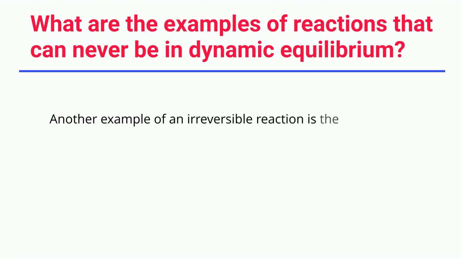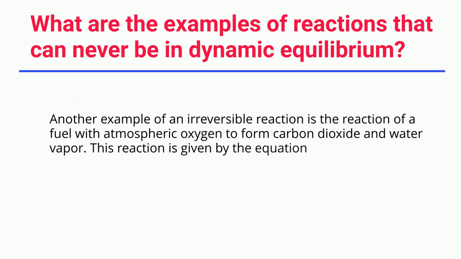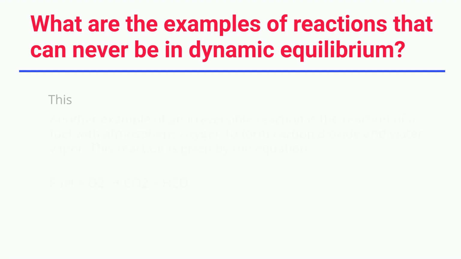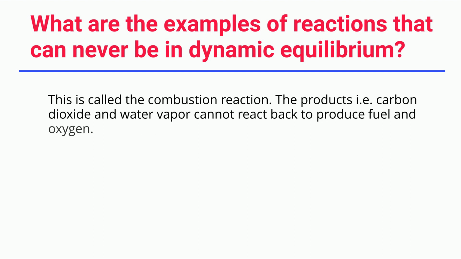Another example of an irreversible reaction is the reaction of a fuel with atmospheric oxygen to form carbon dioxide and water vapor. This reaction is given by the equation fuel + O2 → CO2 + H2O. This is called the combustion reaction. The products, i.e. carbon dioxide and water vapor, cannot react back to produce fuel and oxygen. Therefore, the reaction is one-sided.